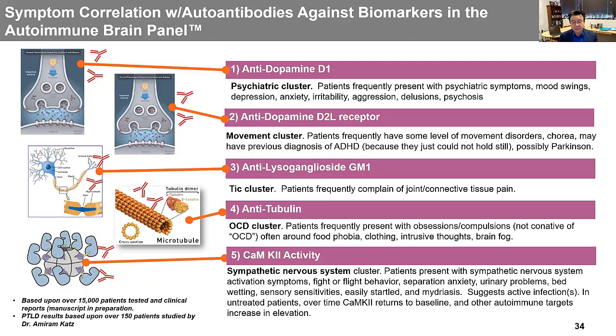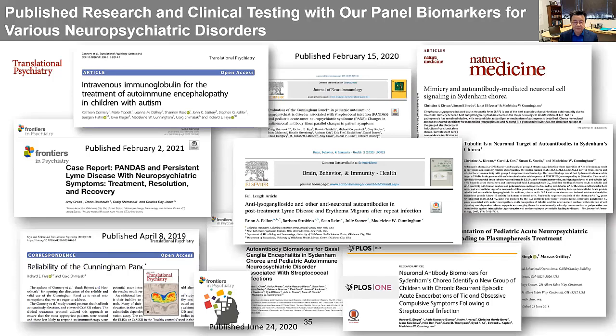And so this is another important feature, as you saw in some of the tests, that this was the only one that was positive in some cases. And patients who are positive for CaM kinase will demonstrate sympathetic nervous system activation, such as anxiety, being easily startled, mydriasis, fight or flight behavior. So these are the associations that we typically see with patients presenting with these different types of disorders that are positive.